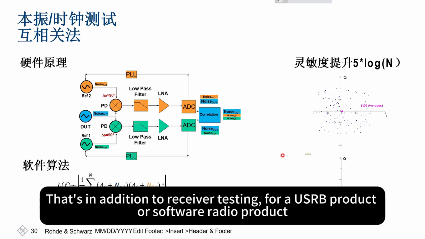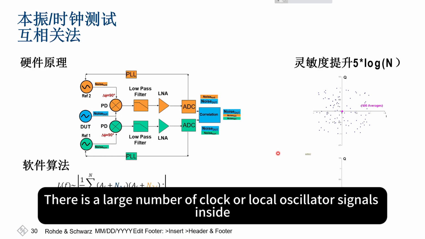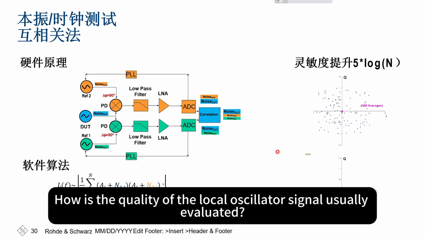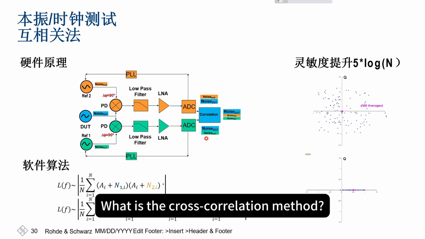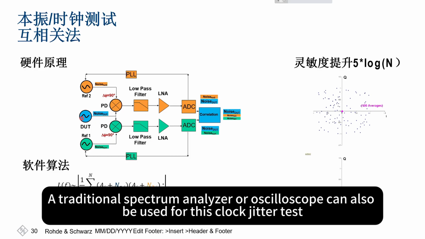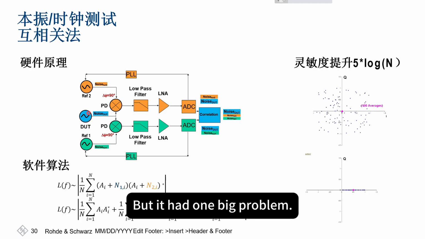In addition to receiver testing for an SDR product or software radio product, there is a large number of clock or local oscillator signals inside. How is the quality of the local oscillator signal usually evaluated? The current mainstream or more authoritative testing method is usually called the cross-correlation method. What is the cross-correlation method? A traditional spectrum analyzer or oscilloscope can also be used for this clock jitter test. But it has one big problem.